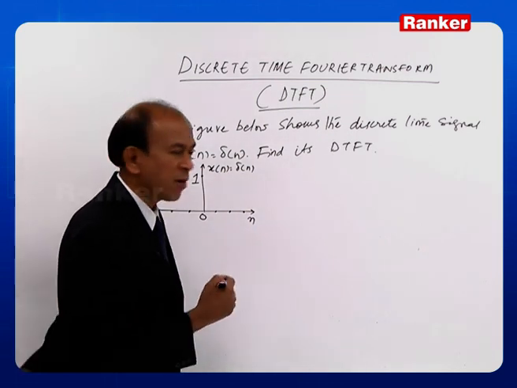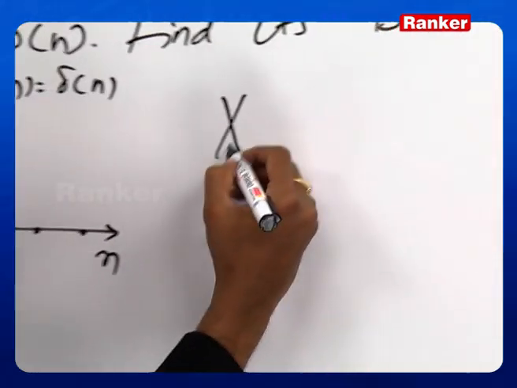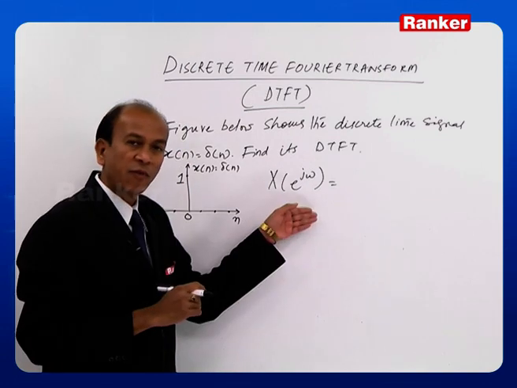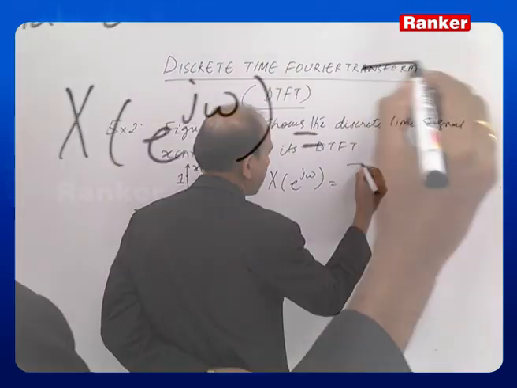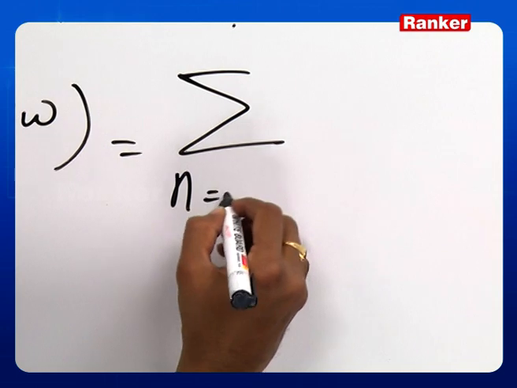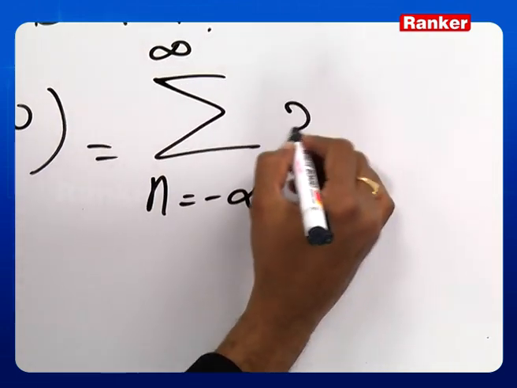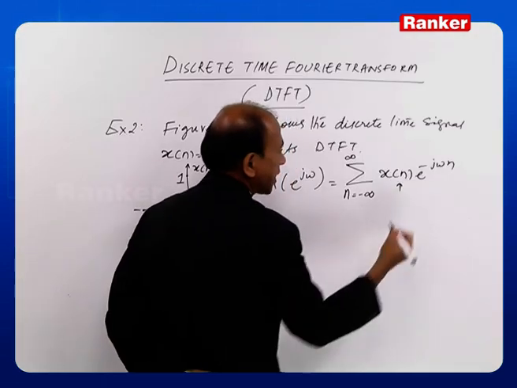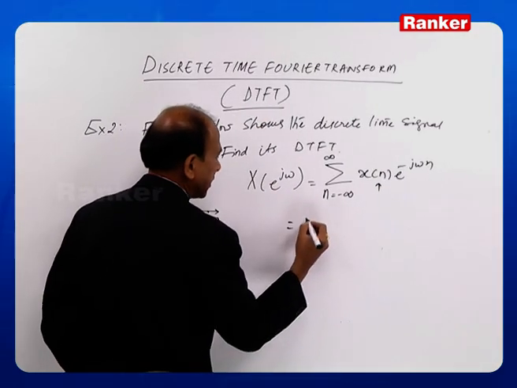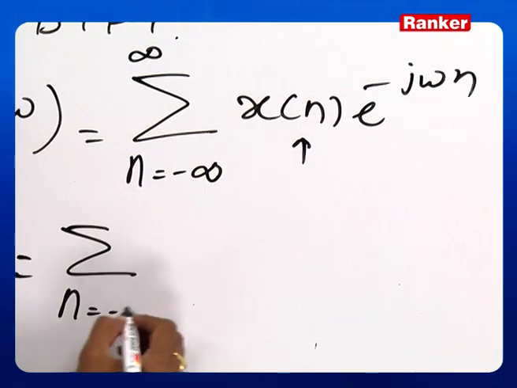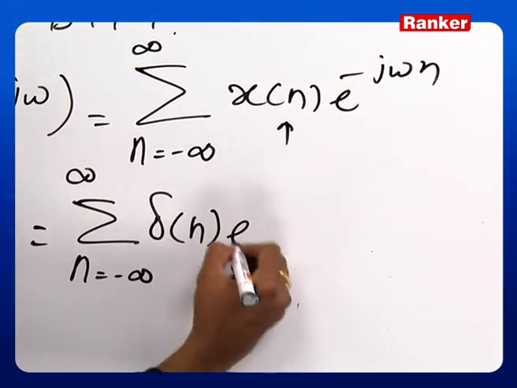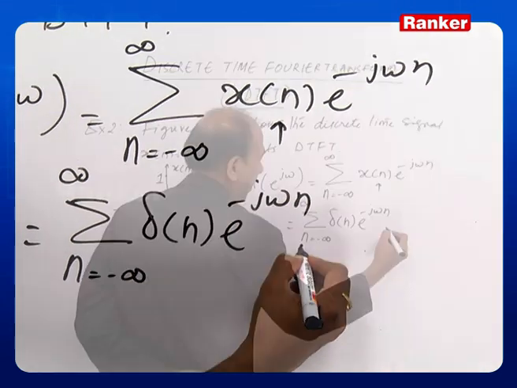So, let us write down the formula first. X of e to the power of j omega, which is nothing but the DTFT of x of n, is given by summation n equal to minus infinity to plus infinity x of n e to the power of minus j omega n. For us x of n is delta of n. So, let us rewrite that again: n equal to minus infinity to plus infinity delta of n e to the power of minus j omega n.